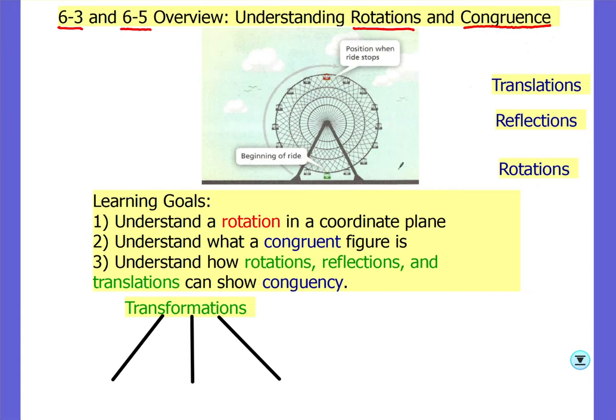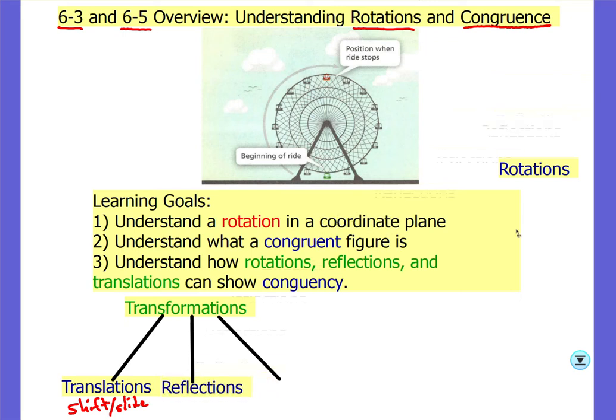So remember, in our transformations, we had our translations. That was kind of like our shift. So we'll just call that a shift or a slide of a figure. We had our reflections. We'll call those our flips. And we're going to tack on one more, kind of the most intuitive of all. I think it's just the rotations. We'll call those our spins.